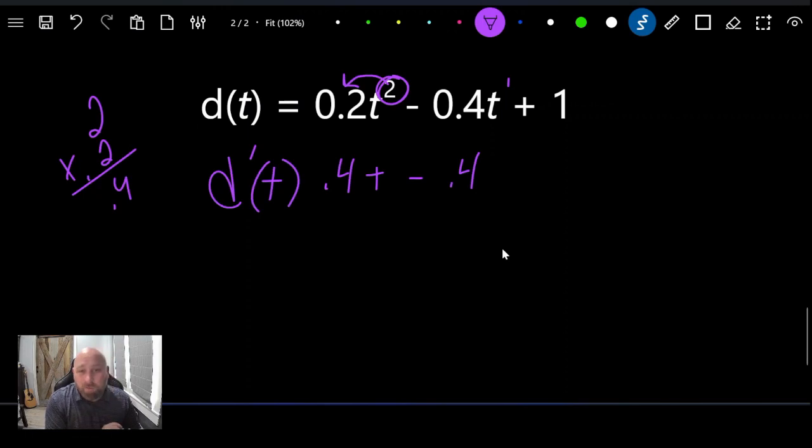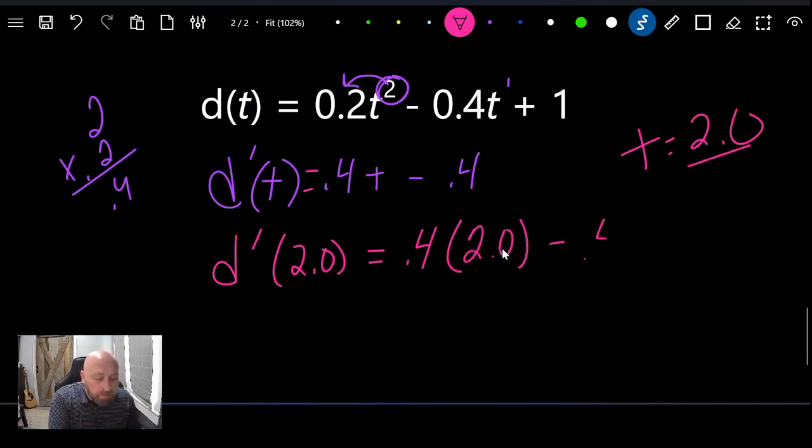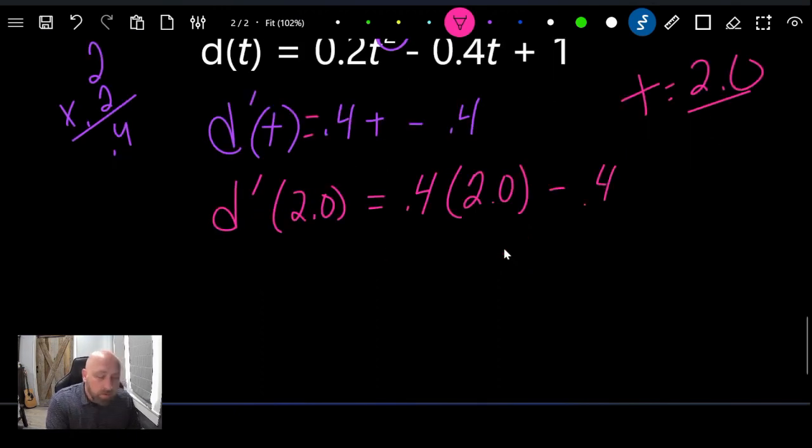And then what would we do next? All we would do from there is the one that we're looking for. We had that t equaled 2.0. That's the one we're looking for, so we're going to plug that t in there. So we're going to get d prime 2.0 equals 0.4 times 2.0 minus 0.4. And if we solve that, we'll know what our velocity is at this exact moment of 2.0 seconds.